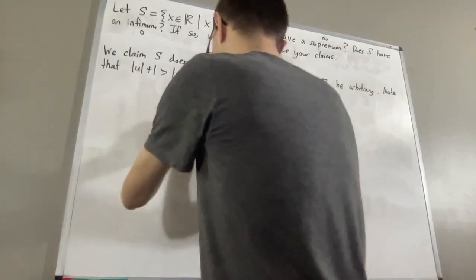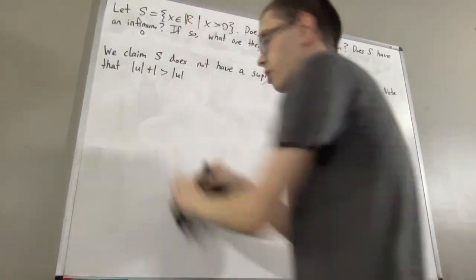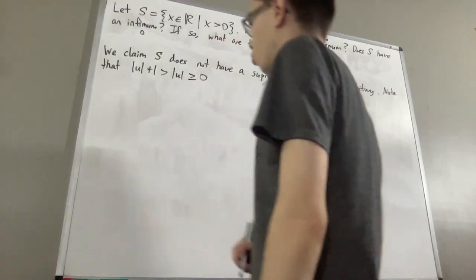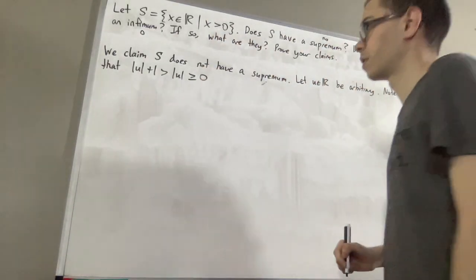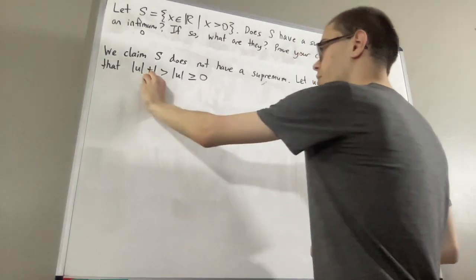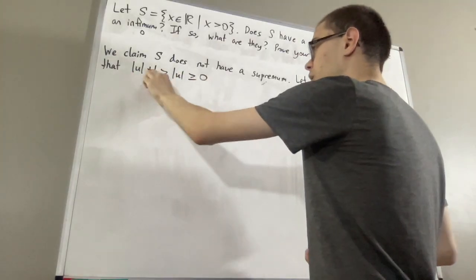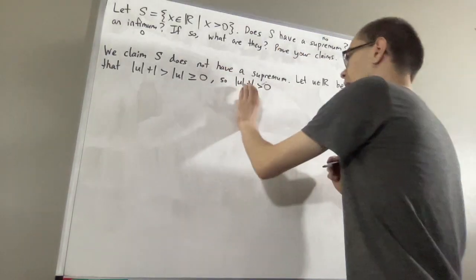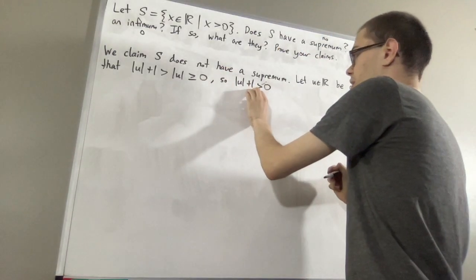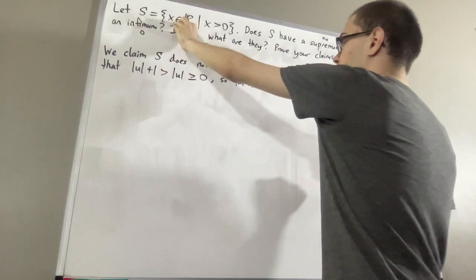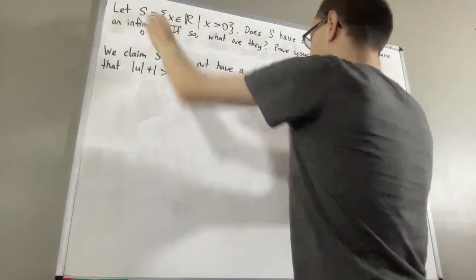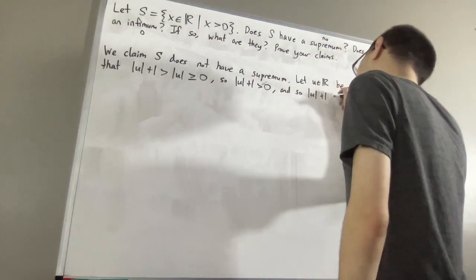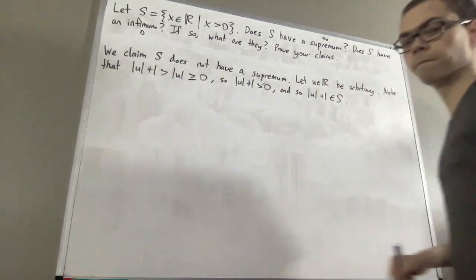So then the absolute value of any real number is greater than or equal to 0. So the absolute value of U is greater than or equal to 0. So this tells us the absolute value of U plus 1 must be strictly greater than 0. And so the absolute value of U plus 1 is a real number greater than 0, so it satisfies the condition to be an element of S. And so the absolute value of U plus 1 is an element of S.